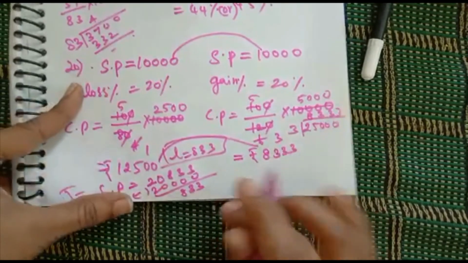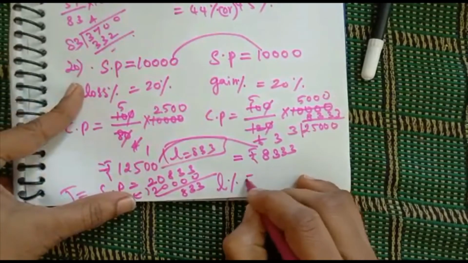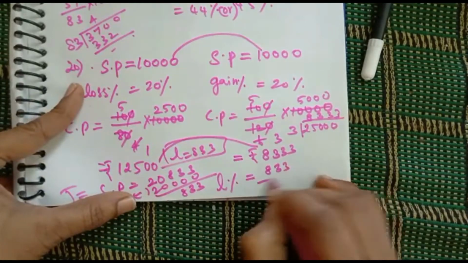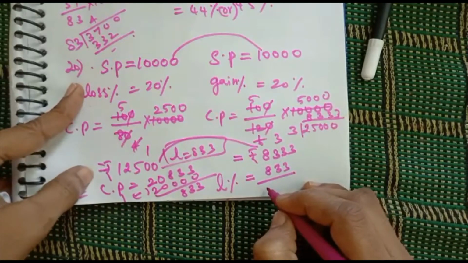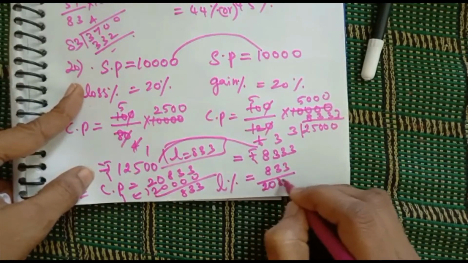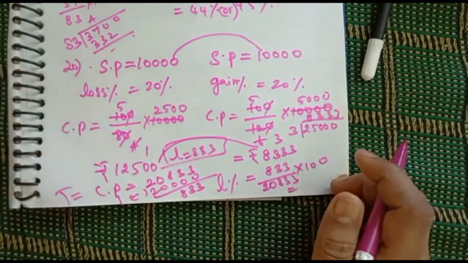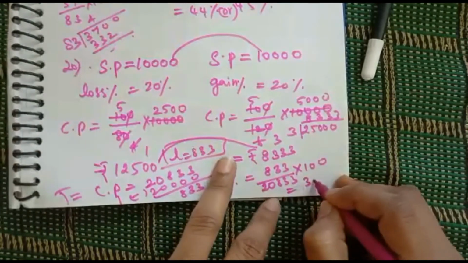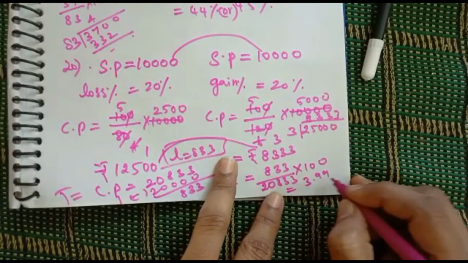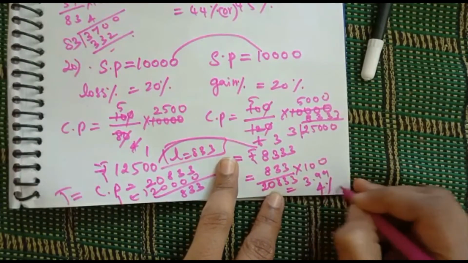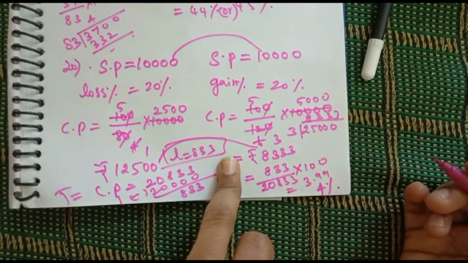Then loss percentage is equal to 833 divided by the cost price, 20,833, into 100. If you simplify it, you get the answer 3.99 or so. So the final answer is 4%. Is it clear, students? Good.